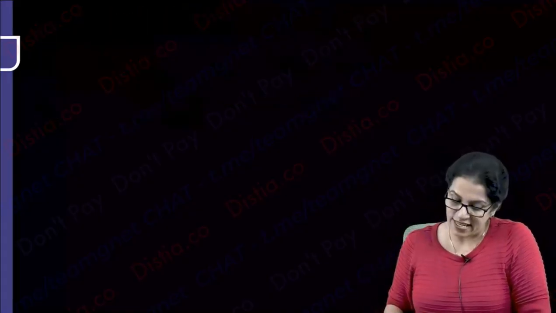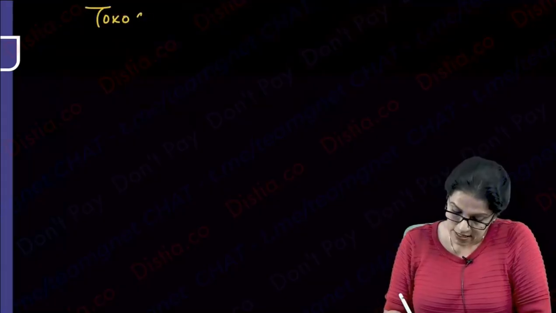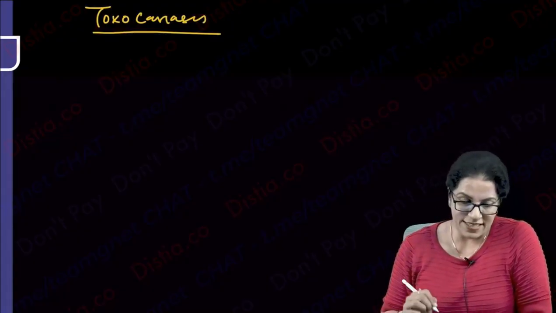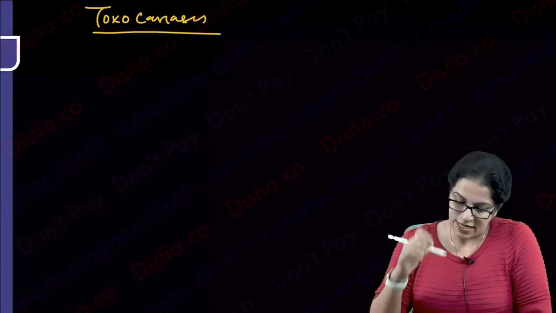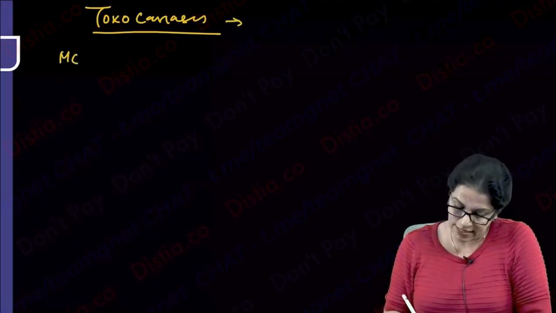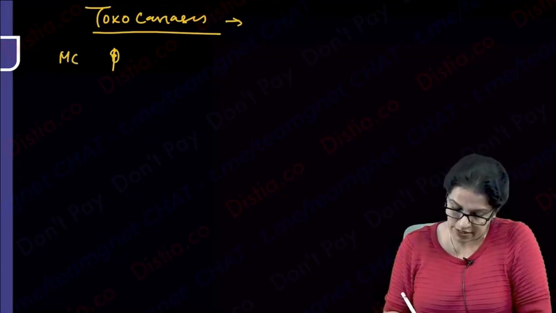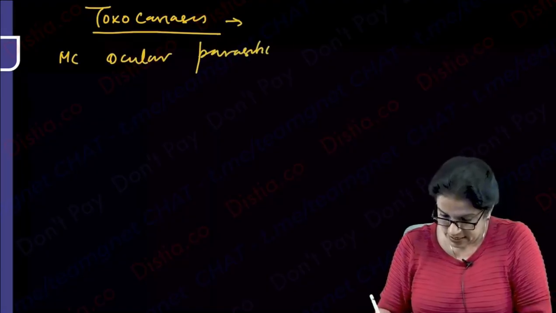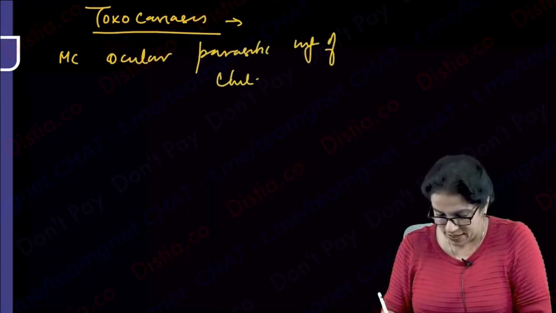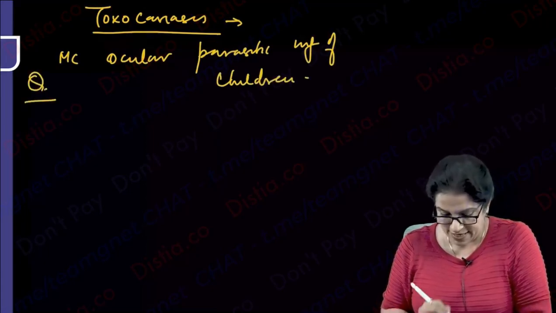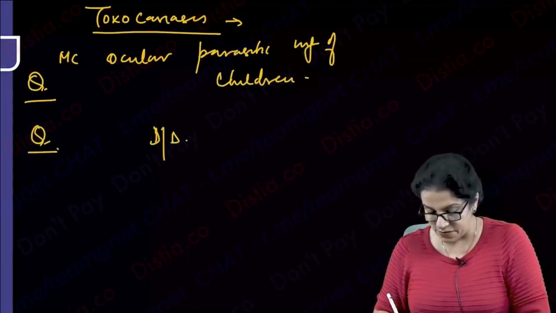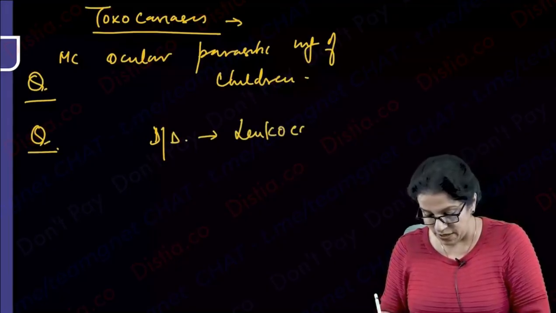And what about toxocariasis? The last one, toxocariasis. You have to remember two main points here, which they can ask. One, this is the most common ocular parasitic infection in children. First important point, most common parasitic infection of children. This is important, okay? This has been asked. And next, we also learn it as a differential diagnosis of leukocoria for children.